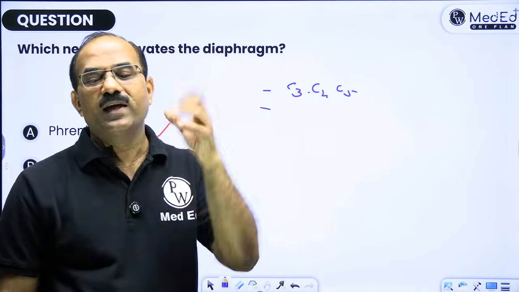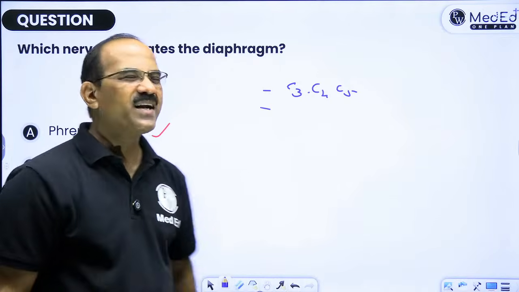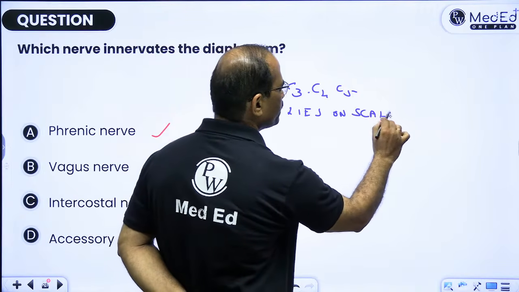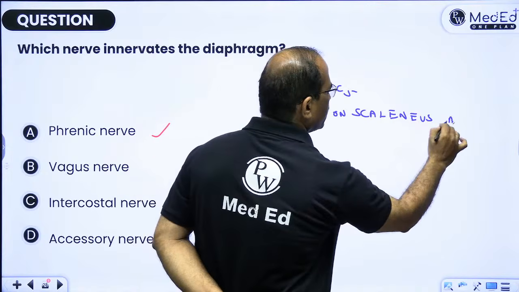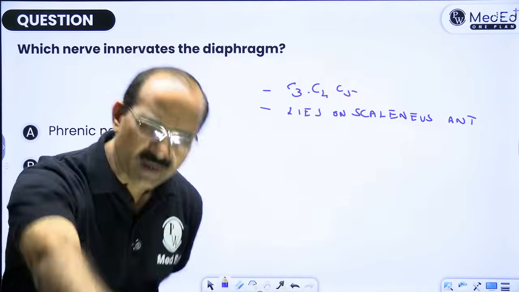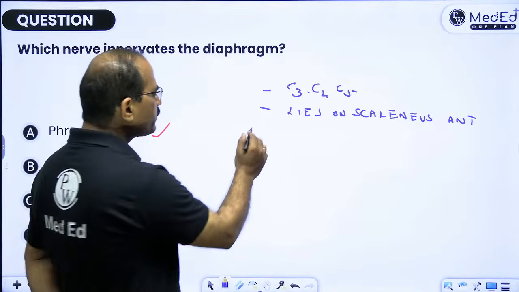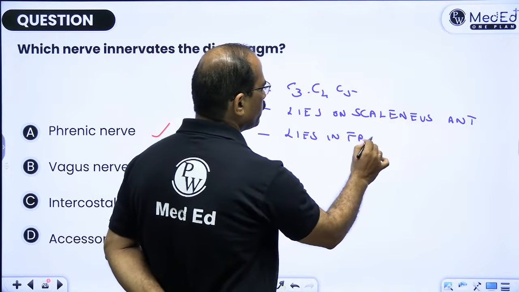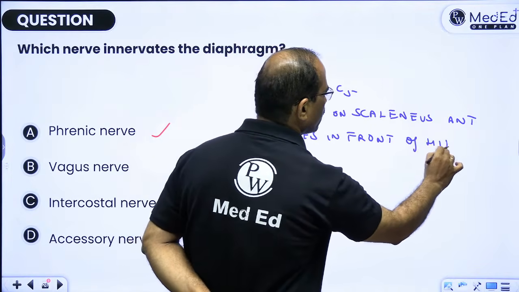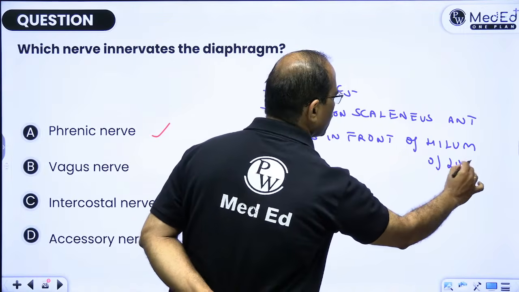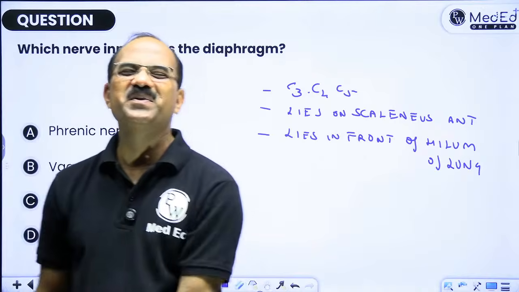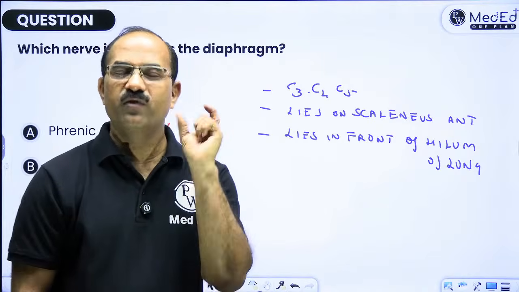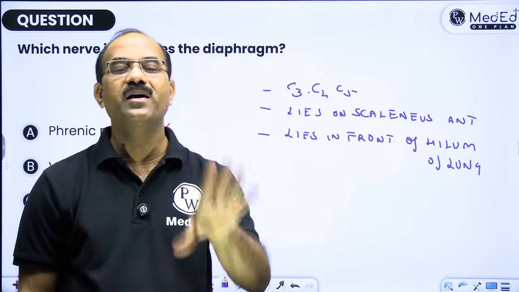ये जो phrenic nerve है ना, it lies on a muscle. Which muscle is that? The scalenus anterior. Lies on scalenus anterior muscle. ये सब MCQs है बच्चे. Then lies in front of the hilum of lung. So nerve in front of the hilum कौन है? Phrenic nerve. Nerve behind the hilum कौन है? Vagus. Easy. Nerve in front of the hilum is phrenic nerve, and the nerve behind the hilum is vagus nerve.